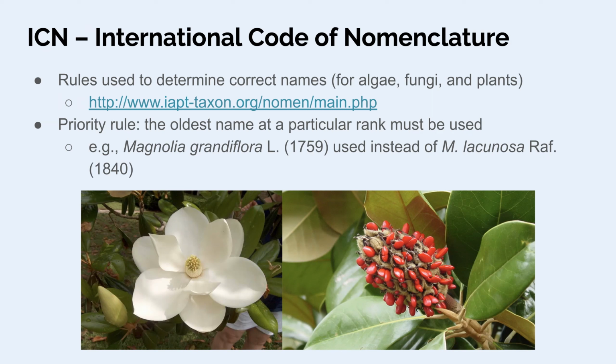So if you wanted to, you could track down this link here. This is basically a thorough explanation of the rules. It's known as the International Code of Nomenclature, as it says here. And it's the nomenclature code that applies to algae, fungi, and plants. It doesn't apply to bacteria, it doesn't apply to animals. So this is the limit of this system of nomenclature.